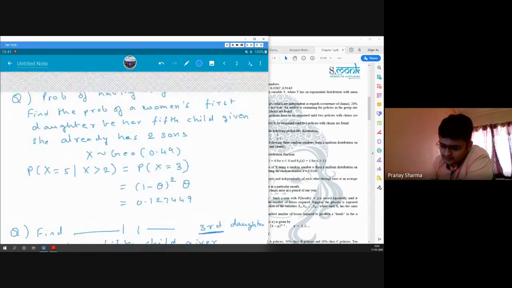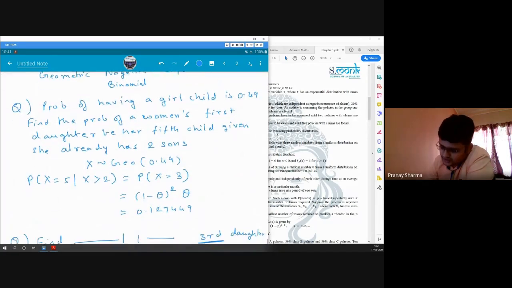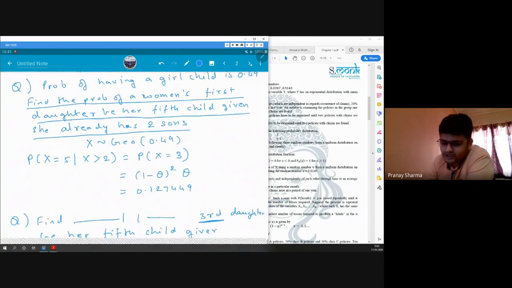So I'll explain both the parts again. We said, find the probability that a woman's first daughter is her fifth child given she already has two sons. Because of the memoryless property, we should skip the information that she already has two sons. So two children are already gone, and we are worried only about the next three children. For the next three children, we need two sons and then a daughter, right? That is why we had two failures and then a success. Two sons and then a daughter.